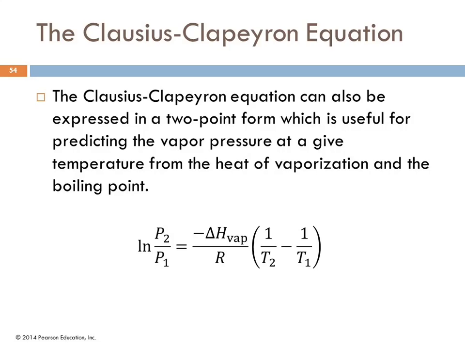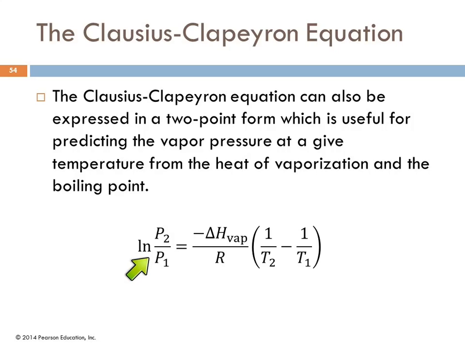We can also express the Clausius-Clapeyron equation in a 2-point form. And this is useful to predict the vapor pressure at a given temperature from the heat of vaporization and the boiling point. And so basically what we're doing is we're taking that equation and we're putting in 2 points. So there's a pressure 1 and a temperature 1, there's pressure 2 and temperature 2. And these would be on that graph.